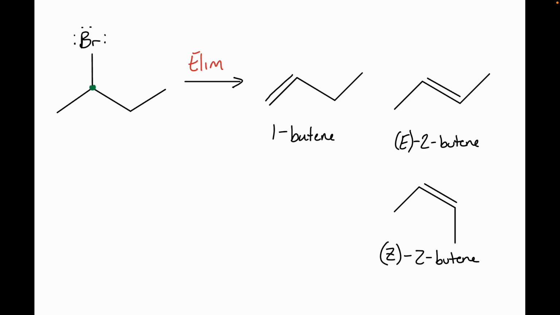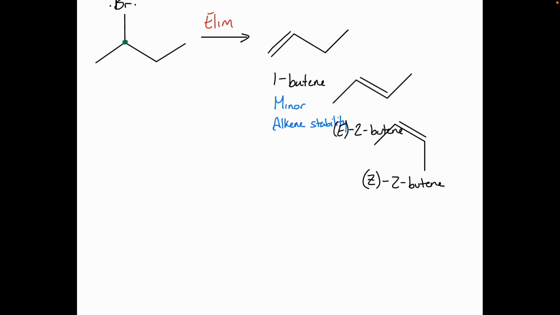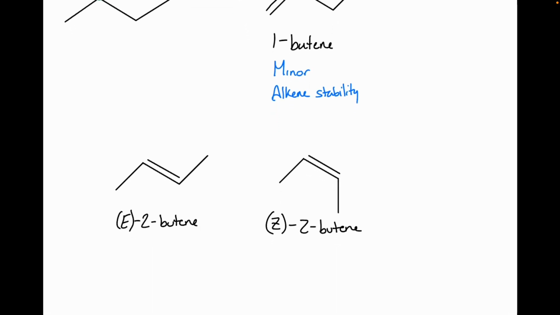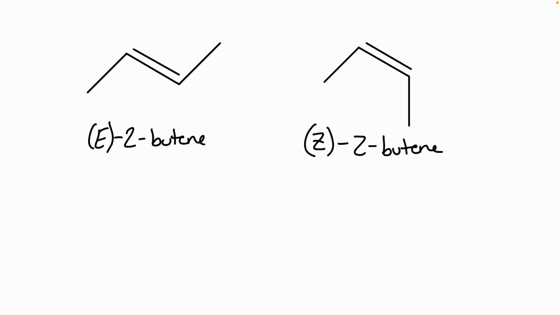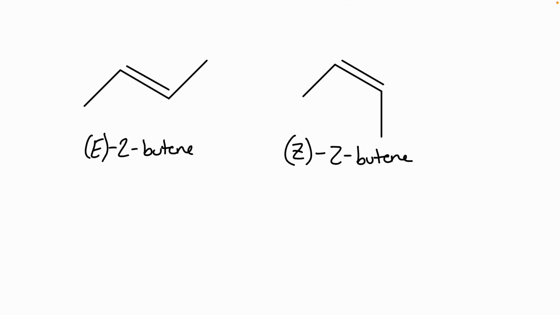Based on alkene stability, the 1-butene, right? So let's just say minor product, because of alkene stability. So then let's take these two and look at them next to each other. These both have the same degree of substitution, so in terms of that, there's no difference between these two. Both of these are di-substituted alkenes. All right? There is still one that is more stable than the other one, though.